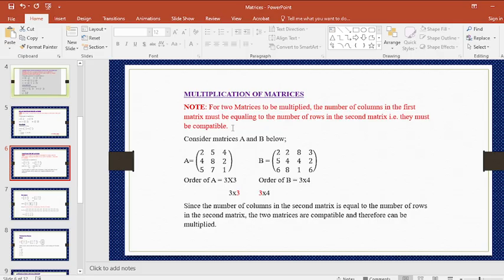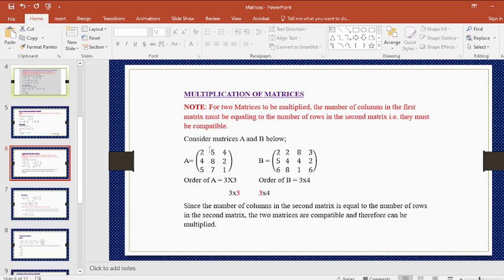they must be compatible. Now, this is a very, very wonderful principle that all people that are going to do anything like matrix multiplication must get. And that principle says that for two matrices to be multiplied, the number of columns in the first matrix should be equal to the number of rows in the second matrix.